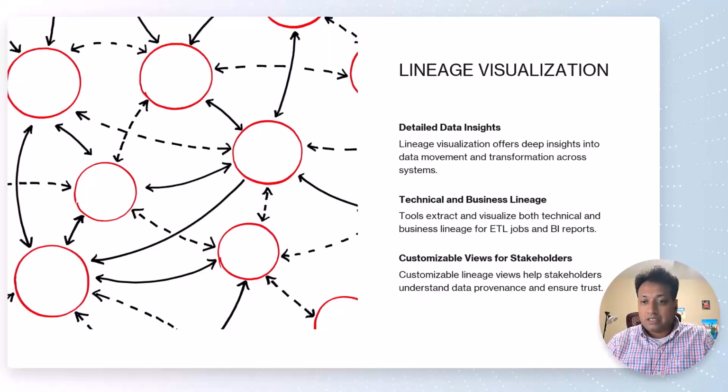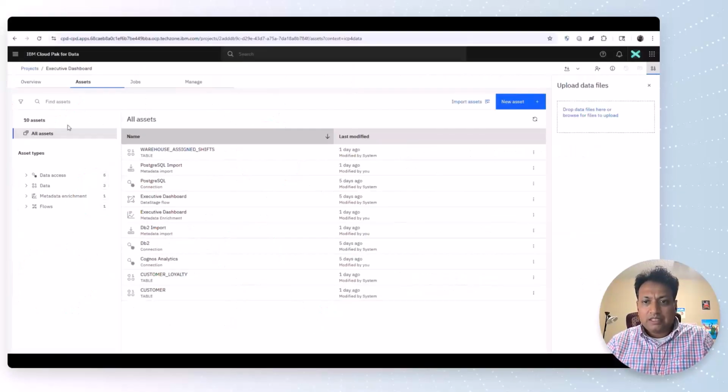Now, let's see how IBM Manta and Knowledge Catalog extract and visualize technical and business lineage for ETL jobs and BI reports. We will also see how customizable views can be created and allow stakeholders to understand data provenance and ensure transparency and trust in the data processes. So far we have seen that the connections and the data assets have already been published to the executive dashboard catalog.